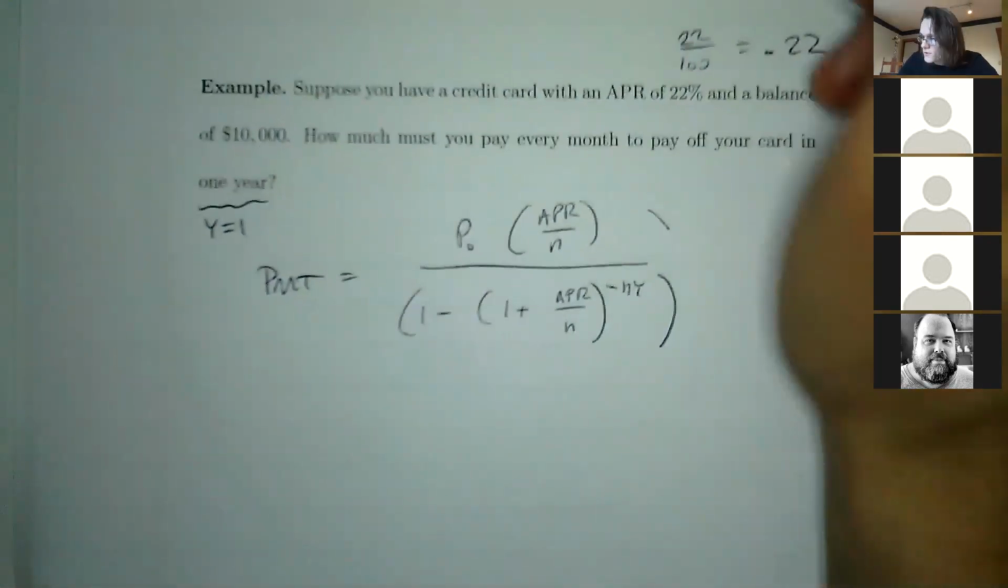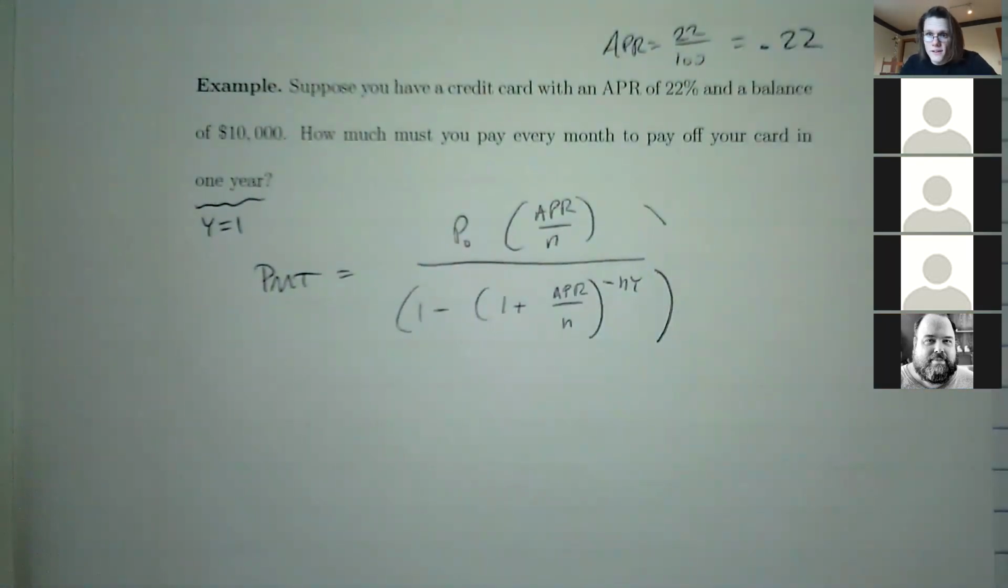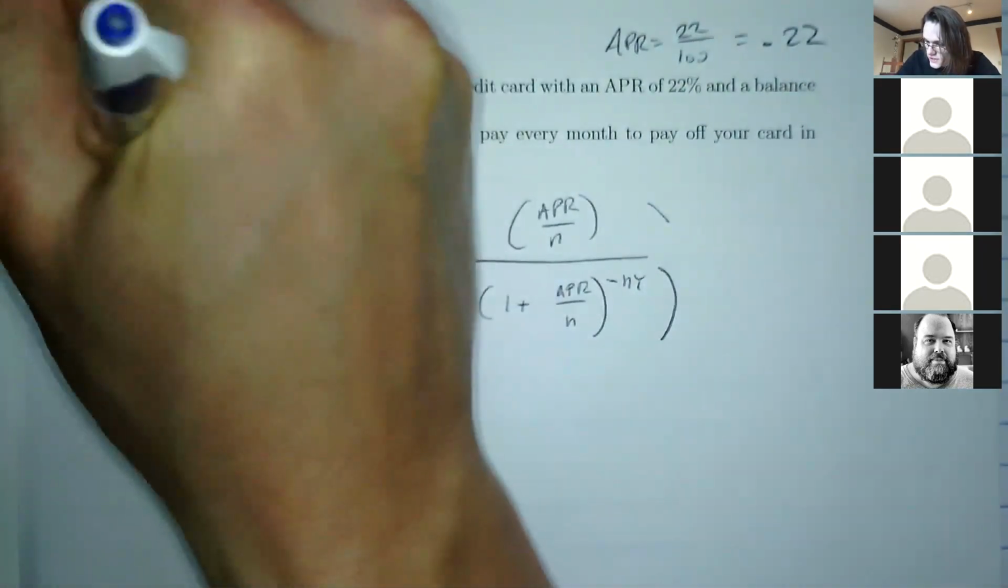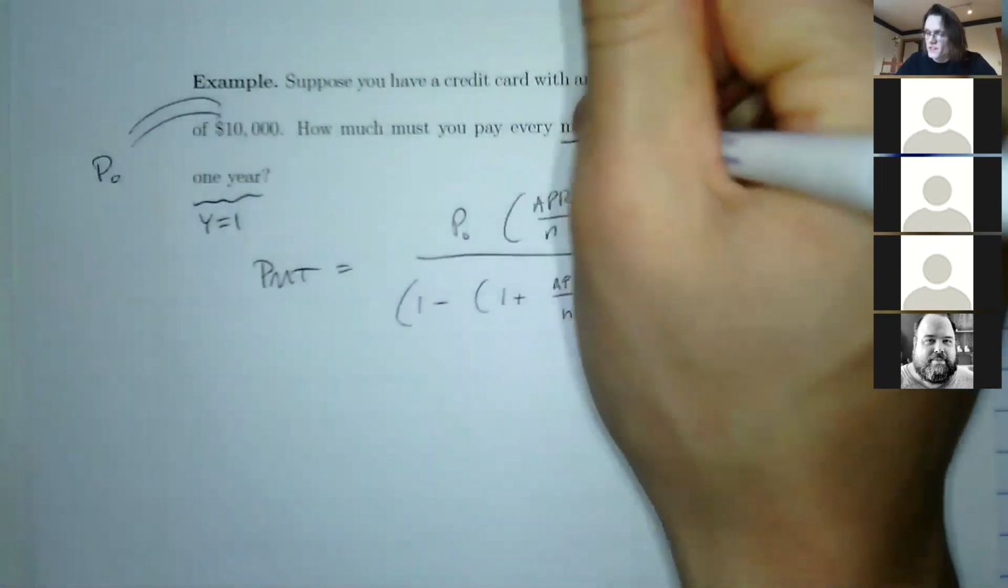The APR is huge for a credit card. I don't think it's generally that high, but it's still decently high. I think it's usually in the teens. And then P naught is my $10,000 loan or my credit card debt. And that's it. Oh, and it's monthly. You want to do things monthly.